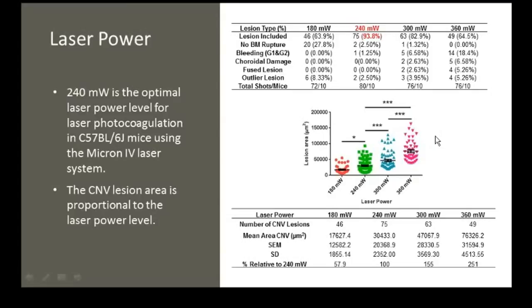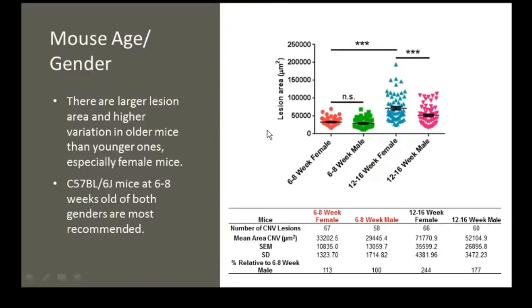The quantification results suggest that the CNV lesion area is positively correlated to the laser power level. To clarify how the age and the gender of animals affect the area of laser-induced CNV lesion, I assessed four different groups of C57BL/6J mice with different combinations of age and gender.